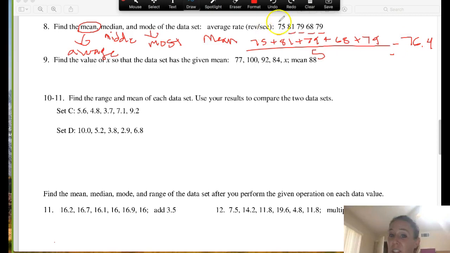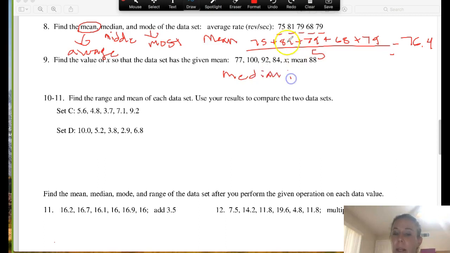And that would be your average test scores. That would be your grade if your grade was based on test scores. If you had test scores of 75, 81, 79, 68, 79, and you were going to get your final grade, it would be 76.4, which is a C. All right, now let's go to middle, or median.